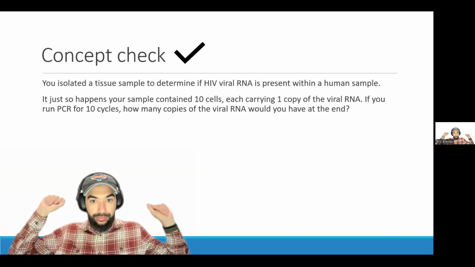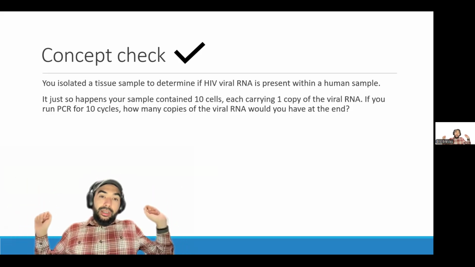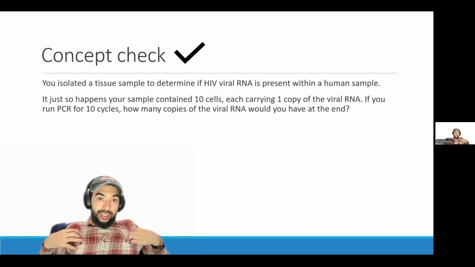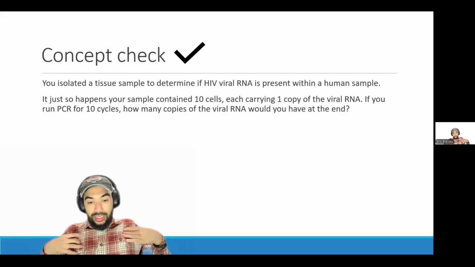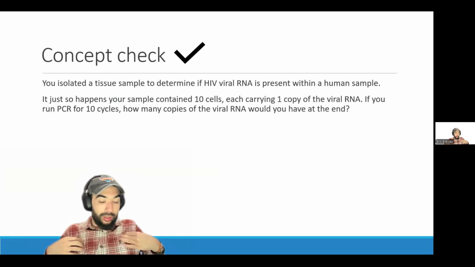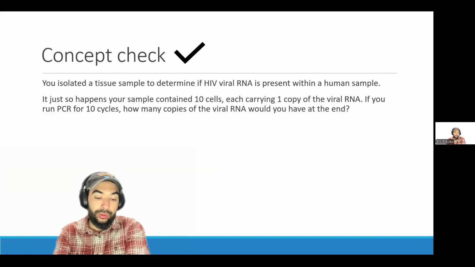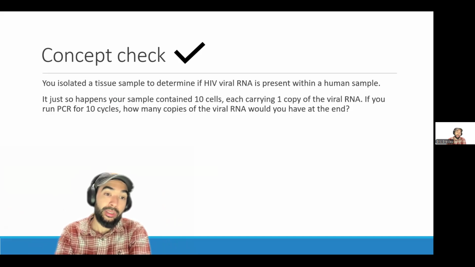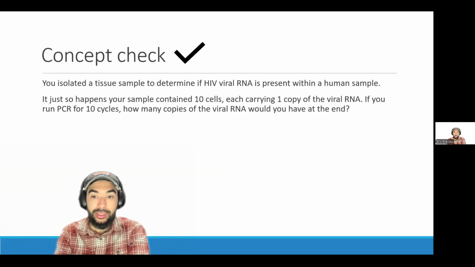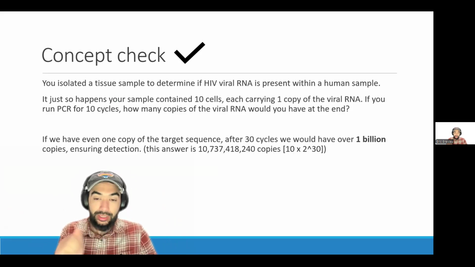Okay, quick concept check. So let's say you isolated a human sample DNA to see if they have a particular viral infection, and their cells. Let's say that it just happens that 10 cells were carrying one copy of the viral RNA. If you run PCR for 10 cycles, how many copies of the viral RNA would you have at the end? And so I just realized for some reason I accidentally put 30 cycles in the answer.